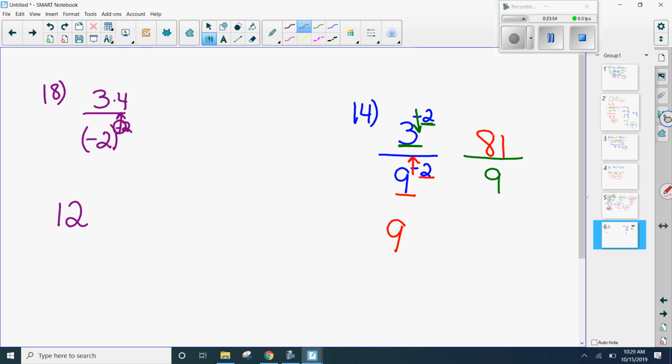Are we okay with the variables on those? 18 is not done. There's more to that. That's just the number part. And the same thing for the other one. Do you have an answer for 18? No.